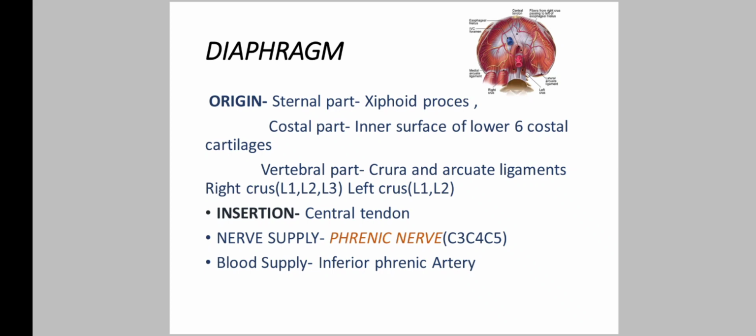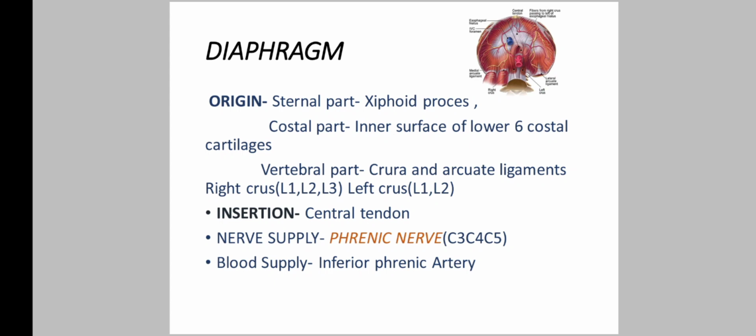The right crus extends from lumbar vertebrae 1, 2 and 3, and the left one extends from L1 to L2. Then all these parts fuse at the center, forming the central tendon, and this is basically the insertion of the diaphragm. So what's the nerve supply of the diaphragm?